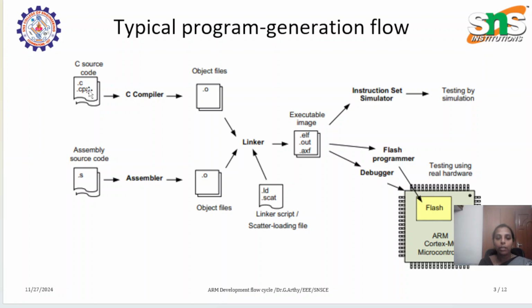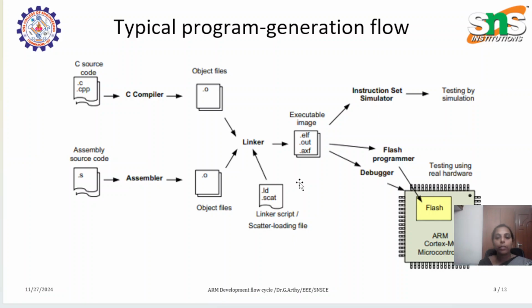If we have C source code, we have to use a C compiler, which converts it into an object file. If it is an assembly language program, an assembler has to be used, which converts the C or assembly language into object files. Then the linker is used to convert these object files into a hex file, an executable file.